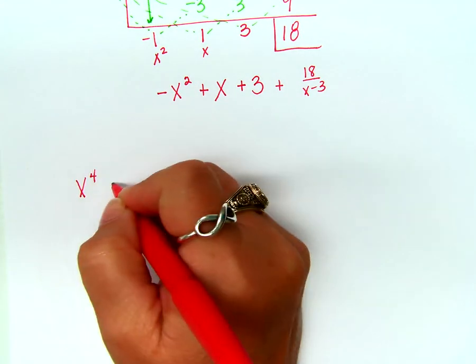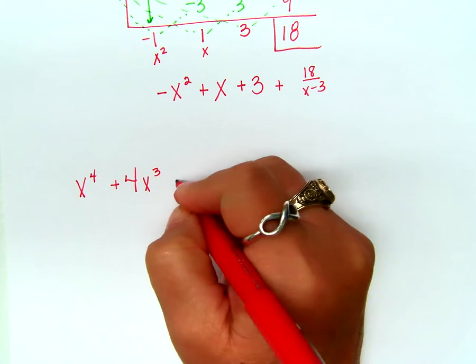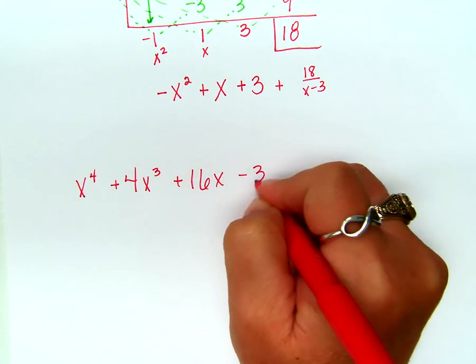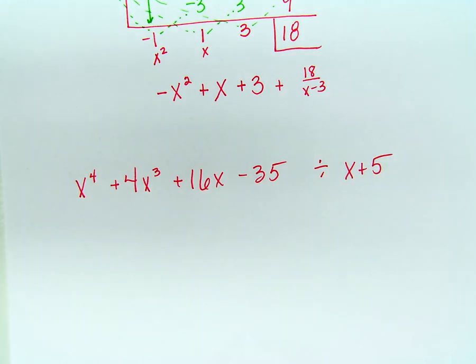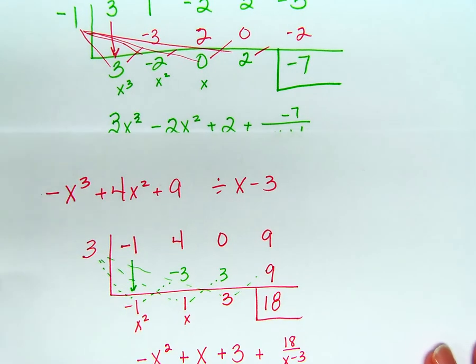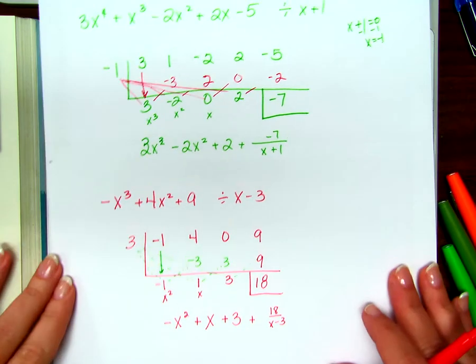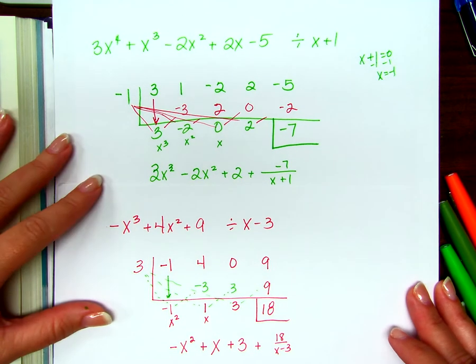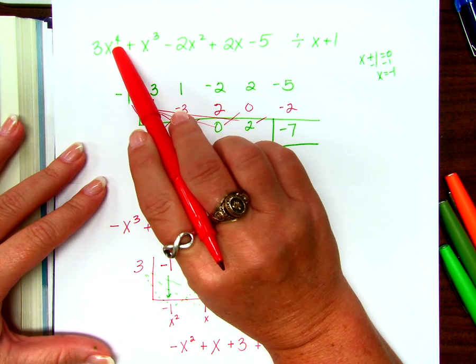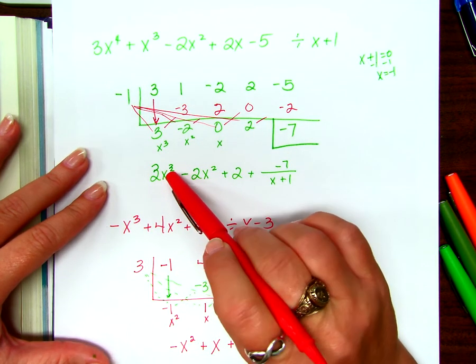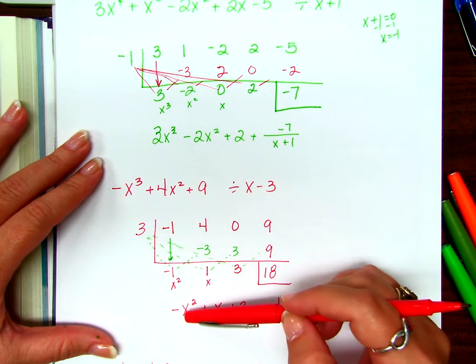X to the 4th plus 4x to the 3rd plus 16x minus 35 divided by x plus 5. Oh, let me show you what somebody said to me earlier. Let me see if I can get both of these examples up real quick. Here's the 2 examples we've already done. Someone said to me, okay, in this problem we started with 3x to the 4th, and we got an answer that was x to the 3rd. Here we started with an x to the 3rd, and I got an answer that was x squared.